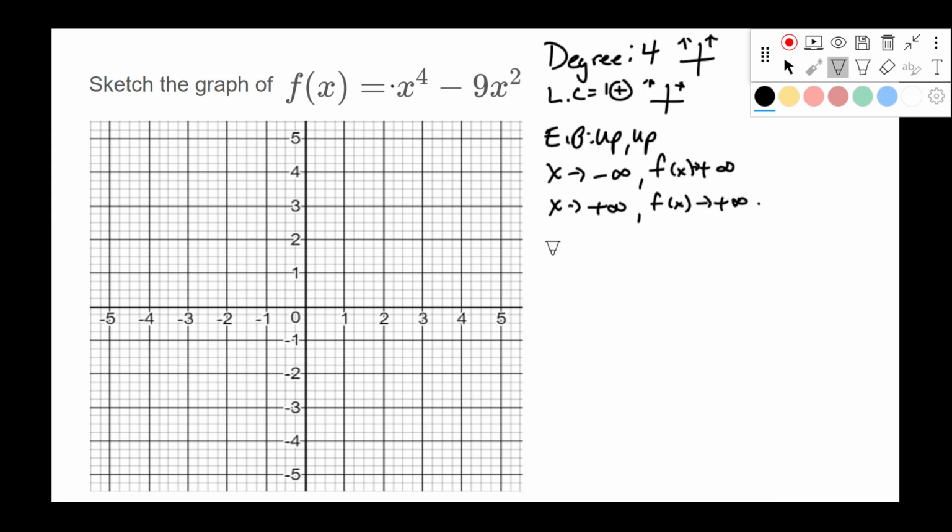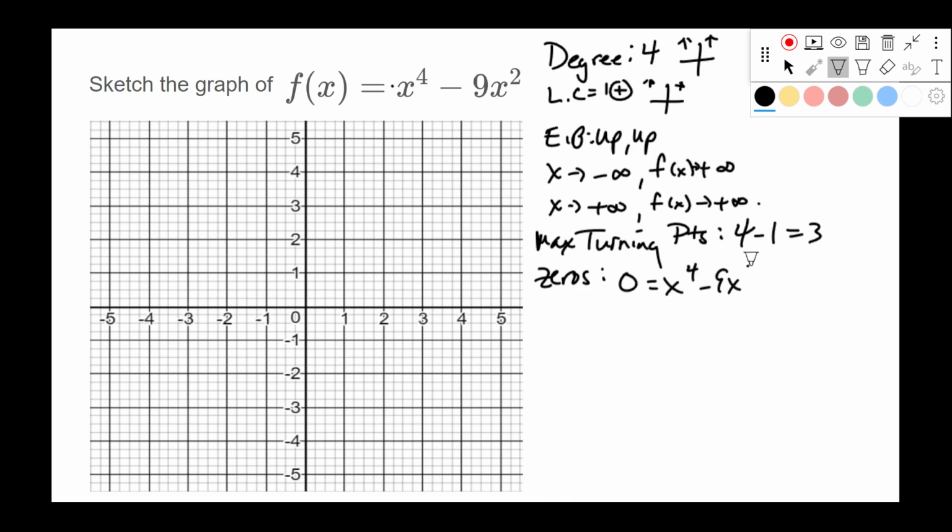All right. Next thing, we're going to find the zeros. Okay. Actually, before that, the maximum number of turning points, we might as well write it down. The maximum number of turning points that we can have is the degree minus 1. So 3 is the maximum number of mins and maxes we can have on this graph. Okay, let's find the zeros. For the zeros, we're going to set f of x equal to 0. We're going to find the x-intercepts.